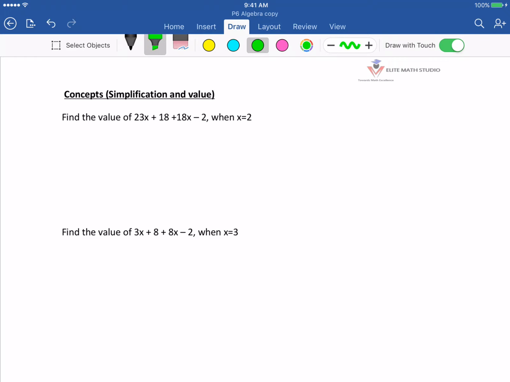Okay, so for this one, it will be 23x plus 18x. What's 23x plus 18x? It's actually equal to 41x. Okay, next step, group all the constants up. So it's actually 18, sorry, pardon me.